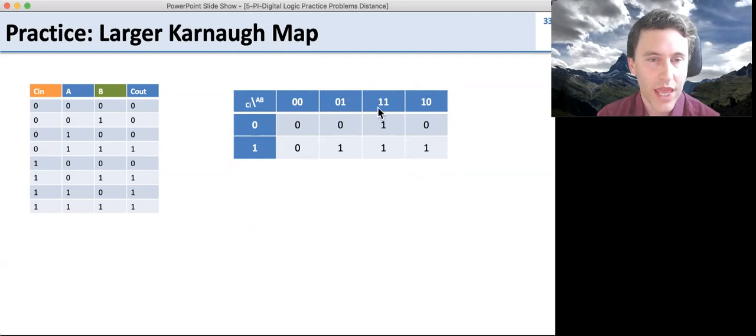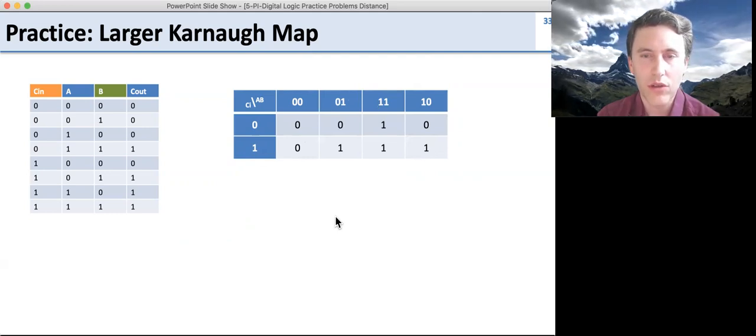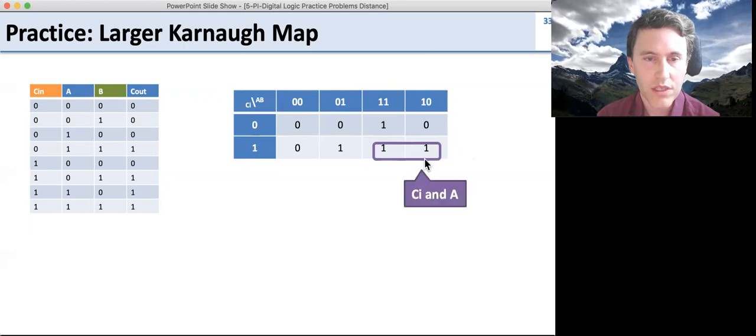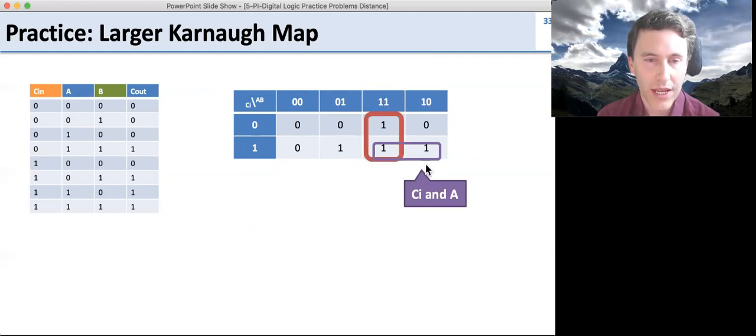So here we are. We filled this in. We've got A and B on the top and CI, carry in, on the bottom here. So let's figure out the logic function. We want to circle the largest power of 2 blocks we can. So we can circle this one down here. And what's the value for this one here? Well, this is true when CI is true, it's on that row, and A is true. You see there's a 1 here and a 1 here. So this is carry in and A.